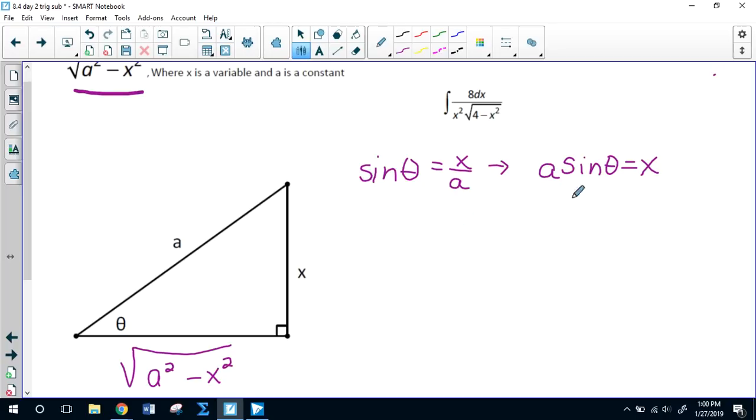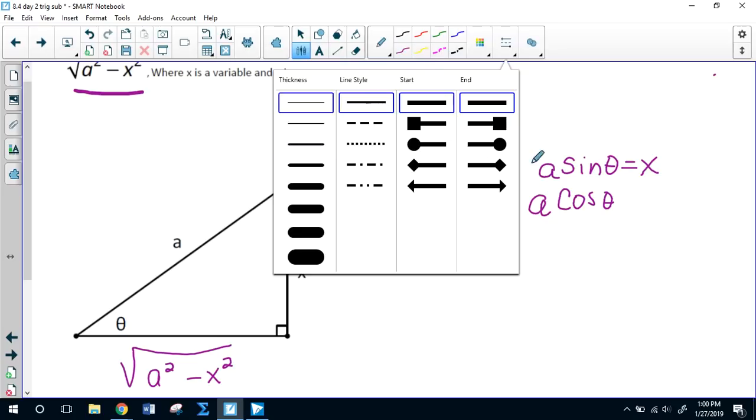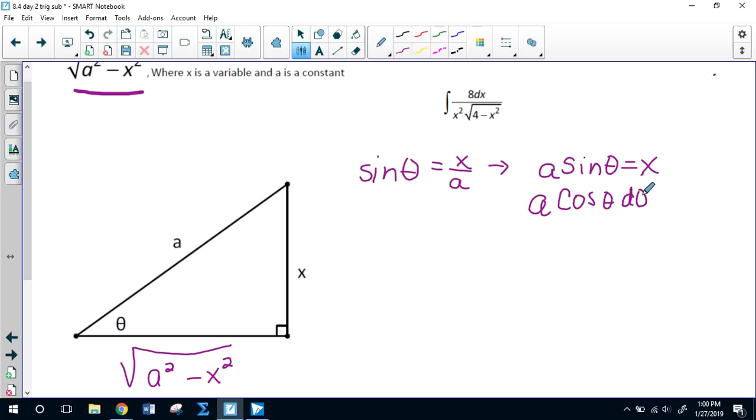Anyway, and then you want to think of what the derivative of x, which is dx, is, because you want to substitute in for dx. So that would become a cosine theta, oops, I forgot my d theta, a cosine theta d theta equals dx. Okay, so for every one of these problems you set up, it should look like this.